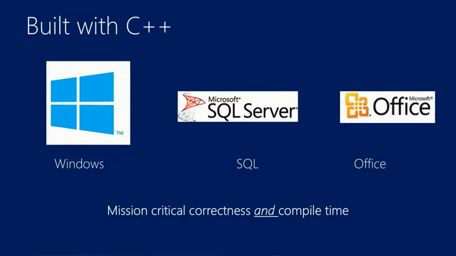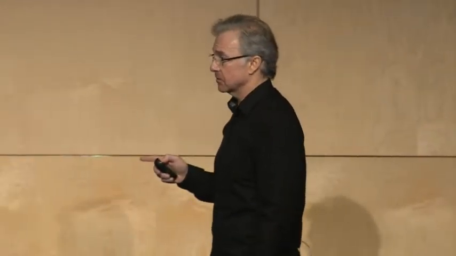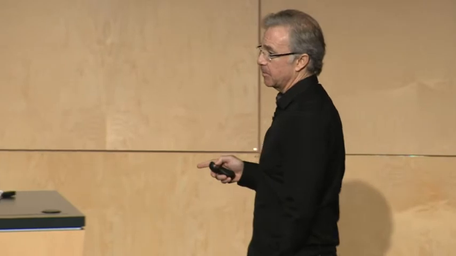So first of all, when I talk about how we work, we compile all that stuff, right? So above all else, we're responsible for mission critical correctness at all times and for compile time. Because if we slow the compiler down, we actually burn more servers to build the software in the company every day. So these are the 2 points that are most important, correctness and compile time.